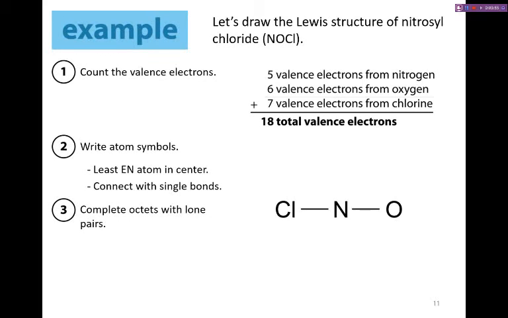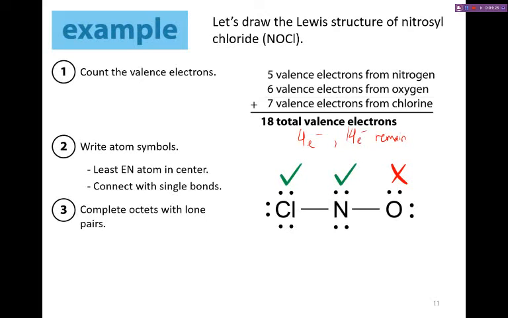Third step is to complete the octets with the lone pairs. So if we've used 4 electrons, then that means there's 14 electrons remaining. And if we put that around the chlorine, that's 6 electrons. Nitrogen, that's 10 electrons. Oxygen, that's 4 electrons. That's a total of 14. But that's not going to work. Oxygen does not have a complete octet.